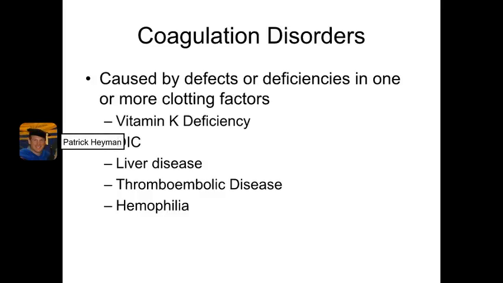Now we're going to talk about coagulation disorders that are caused by clotting factor problems. So the first one is vitamin K deficiency. Vitamin K is necessary to produce 5 of the clotting factors. So if you don't have enough vitamin K, you're not going to be able to make those clotting factors in high enough quantities. The next one is disseminated intravascular coagulation.